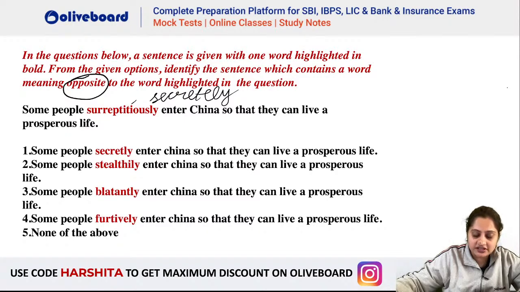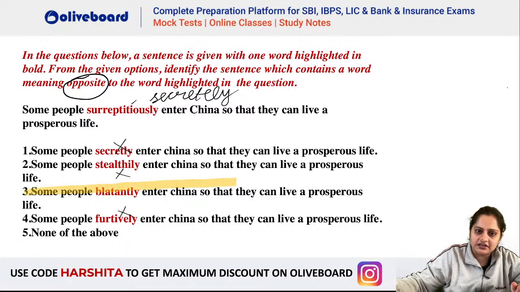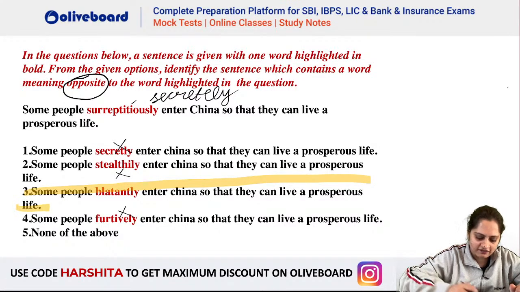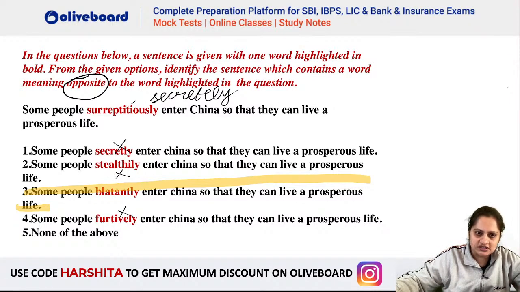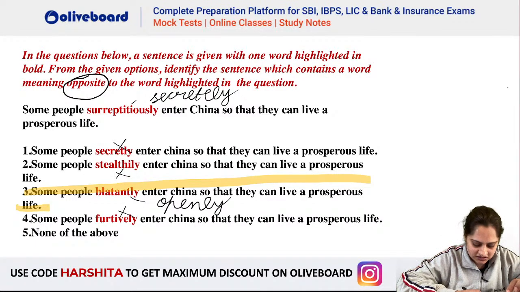Okay, secretly. Now the opposite cannot be secretly. All the others are also synonyms. There is only one giving the opposite, blatantly. Blatantly means openly, so that everybody can see it, right? You are doing it openly. Okay, some people blatantly enter China. Now openly. Secretively is secretly. Surreptitiously means secretly.